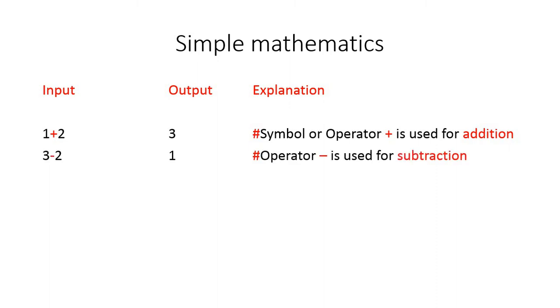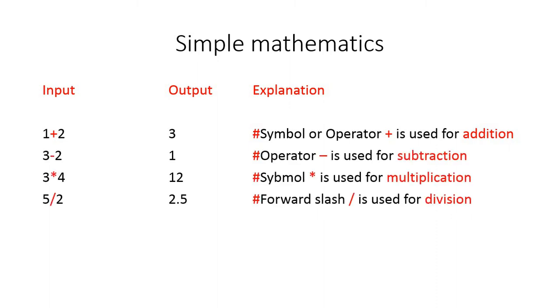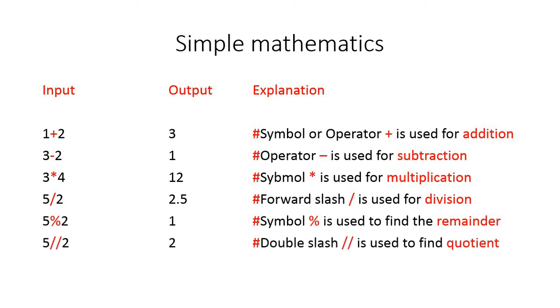How will you do simple mathematics in Python? Use plus for addition, minus for subtraction, asterisk for multiplication, slash for complete division, single % for modulus, that is for finding the remainder, double slashes for the quotient, and double asterisk for power.